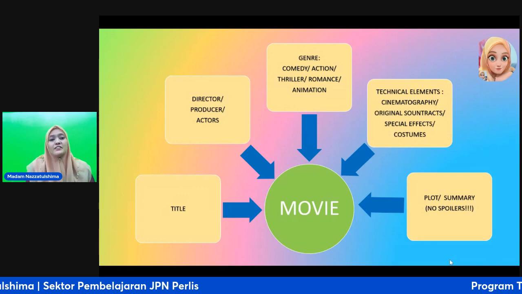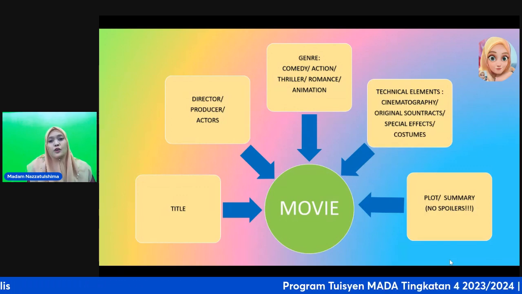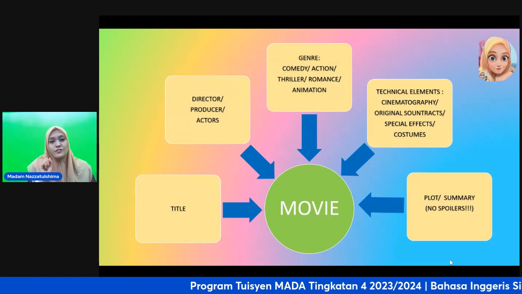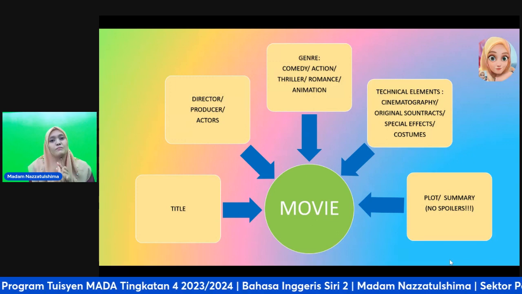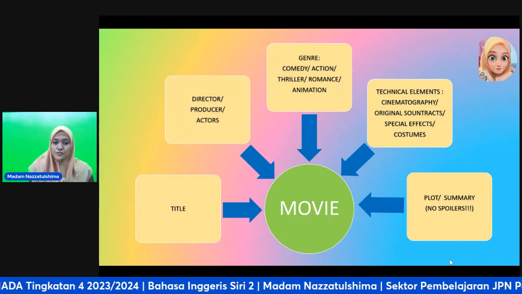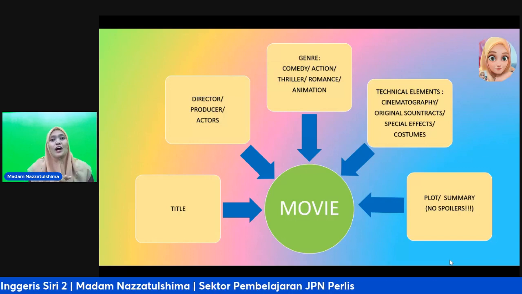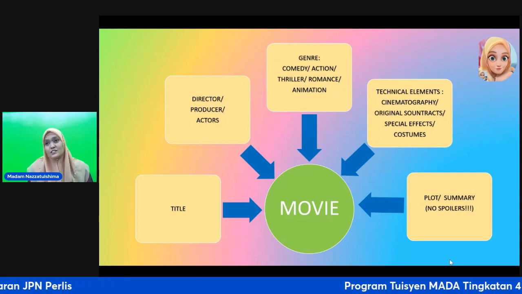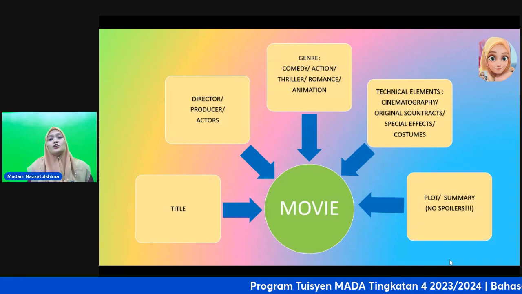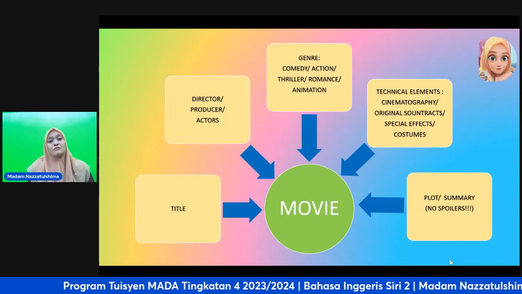So let's say if the question is about a movie review, what you have to do is you have to specify. You have to list out one of the best movies, which is your favorite movie, for example, Transformers. So what is the title? You have to know who is the director, who is the producer, of course the actors, the main actors. So what kind of genre? Is it comedy? Is it an action-packed movie?